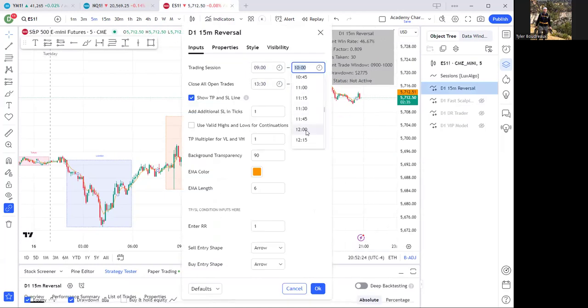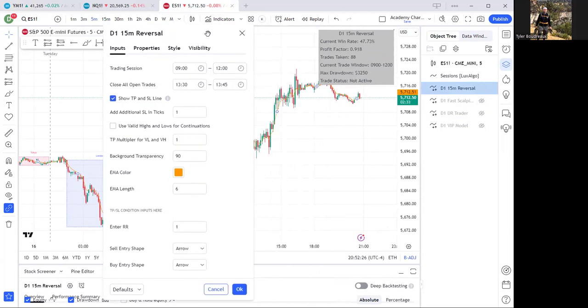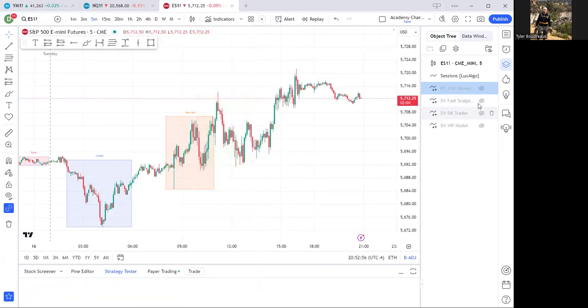Let me see if I can just get better numbers real quick. Doesn't seem like it. Let me drop it down. Yeah, so this one is just really not producing that much right now.